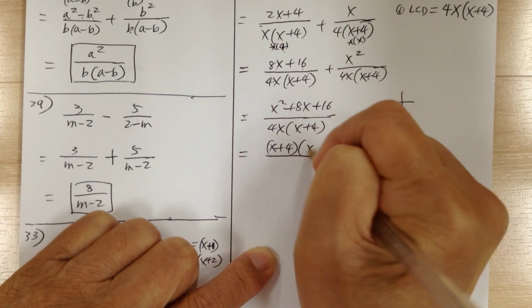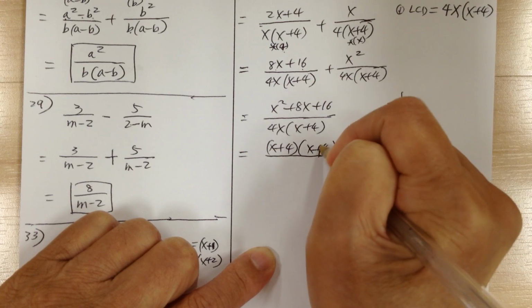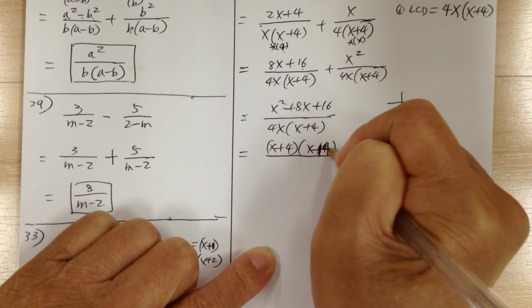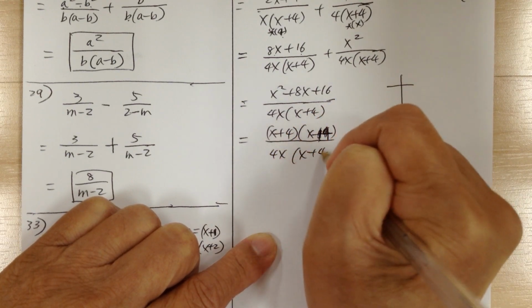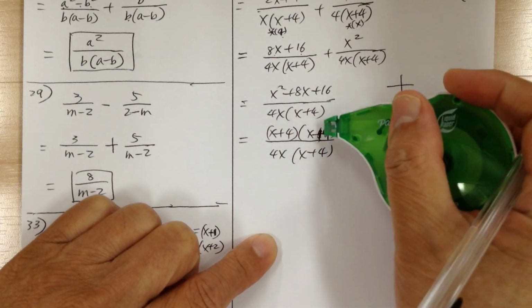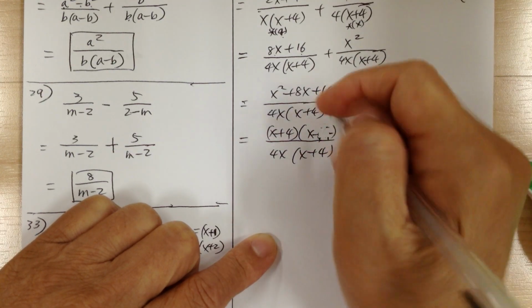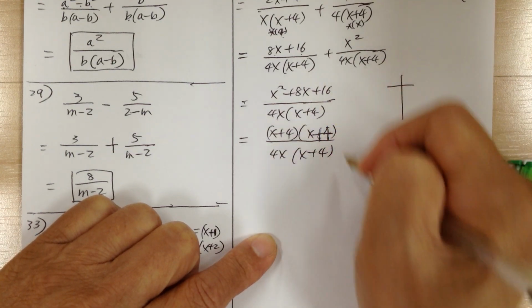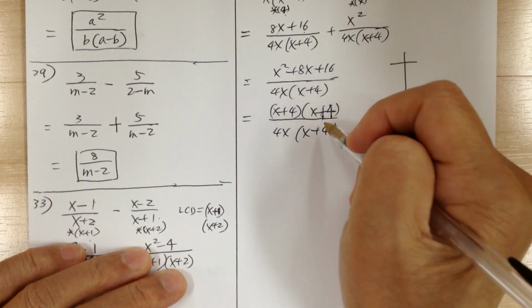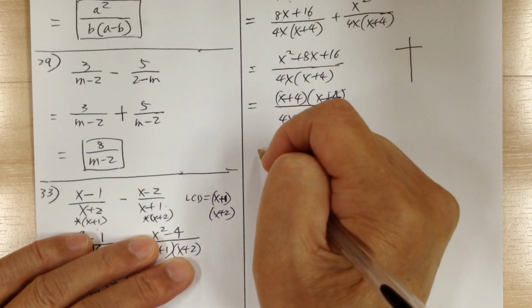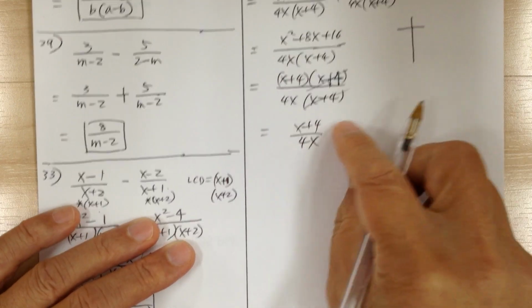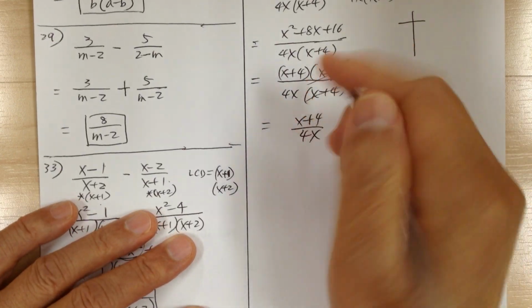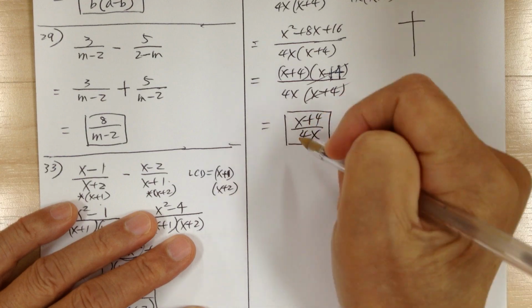Okay, but I'm going to write it out. And the x plus 4 will cancel out. So your answer would be x plus 4 over 4x. Do not cancel anything out because these are terms. Do not cancel out terms.